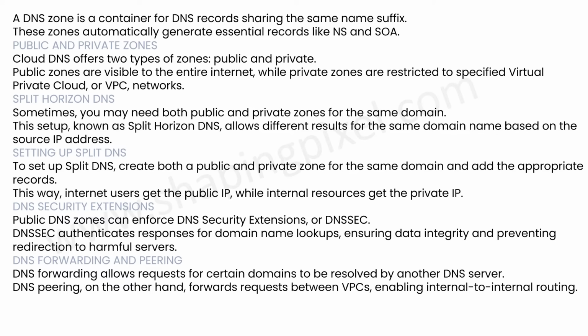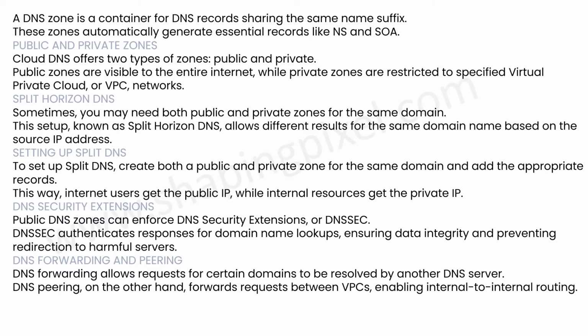Before diving into Cloud DNS, it's crucial to understand DNS zones. A DNS zone is a container for DNS records sharing the same name suffix. These zones automatically generate essential records like NS and SOA. Cloud DNS offers two types of zones, public and private. Public zones are visible to the entire internet, while private zones are restricted to specified virtual private cloud or VPC networks.